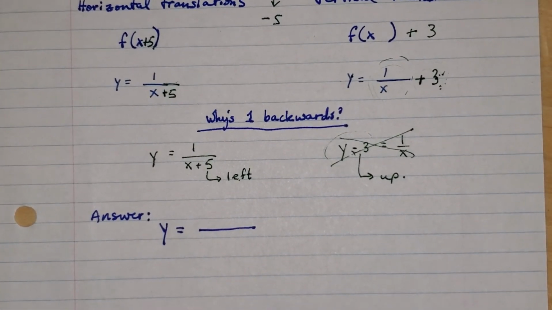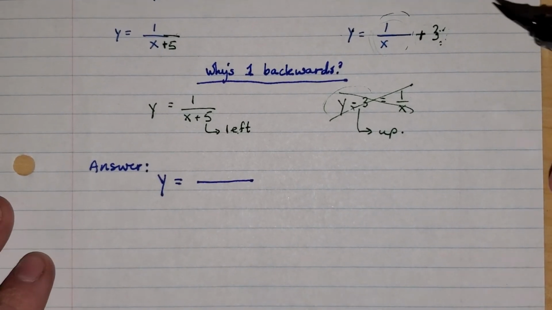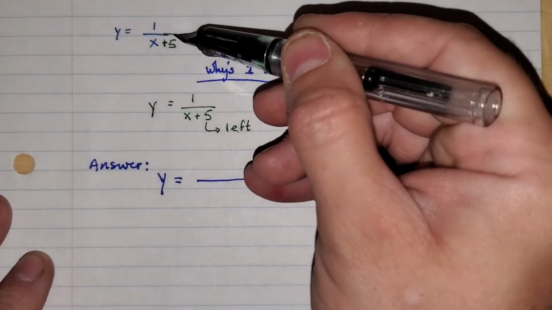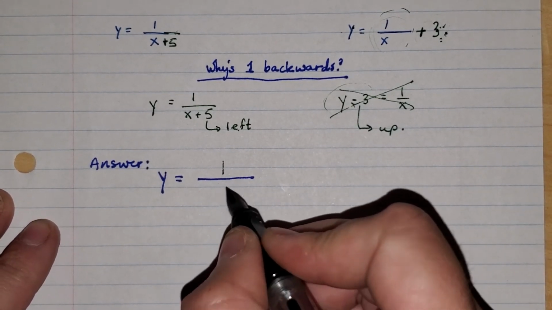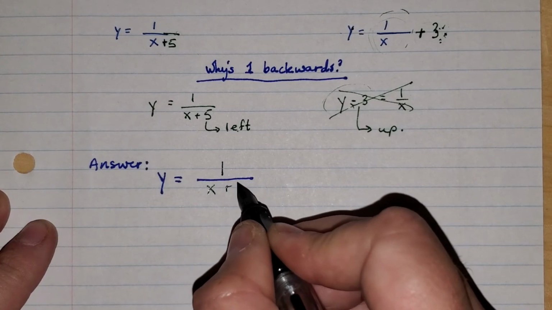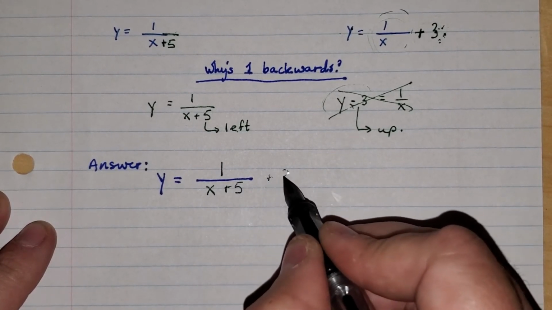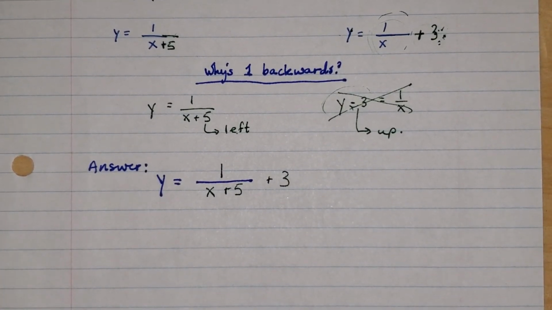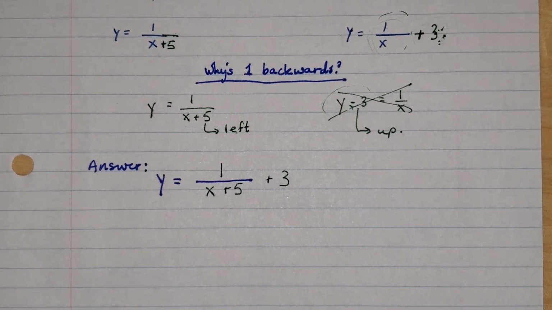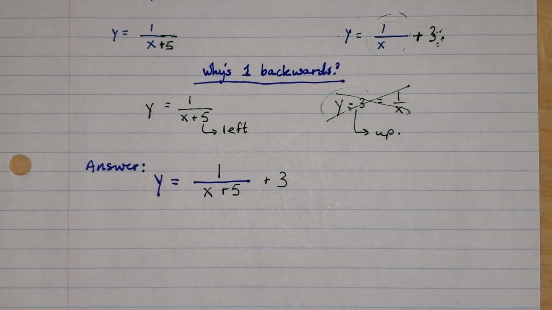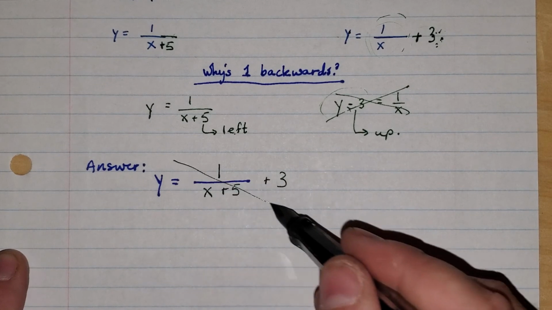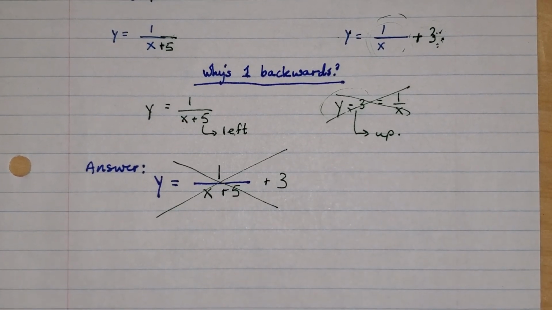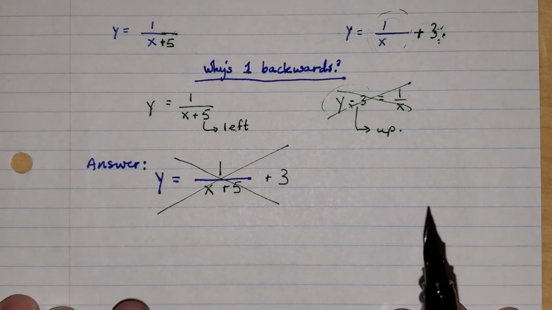Okay, so let's take our knowledge now. We know this plus 3, we know this plus 5. Let's put that together. What's our equation look like? It looks like 1 over x plus 5, plus 3. So we feel like we've answered the question. It's the function 1 over x shifted 5 to the left and up 3. If you put that answer, it's incorrect. Why is that incorrect?